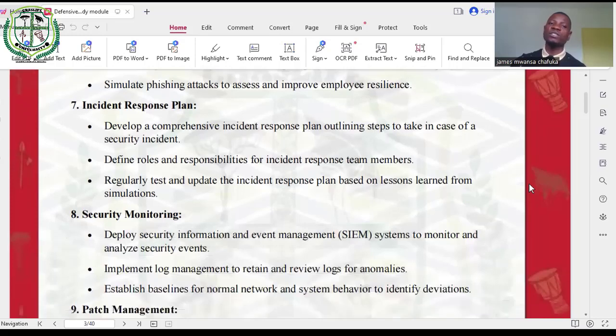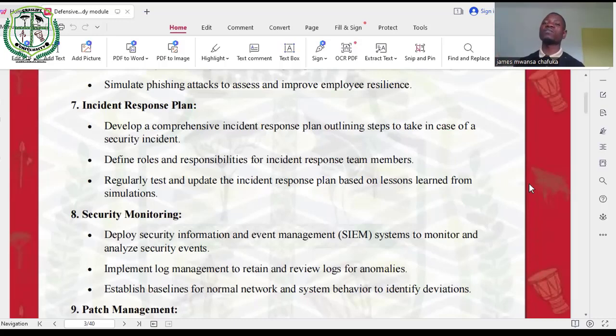And then the other point is the incident response plan. Here it focuses on developing comprehensive incident response plans outlining steps to take in case of a security incident. So in case of a security incident, there should be steps to follow. There should be proper guidelines put in place that employees should be able to follow.